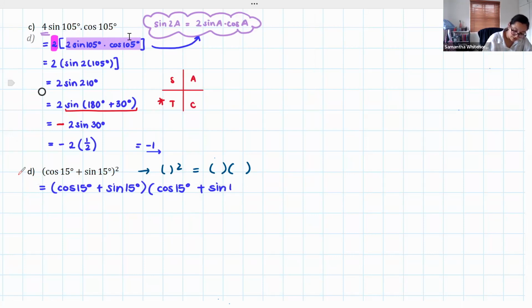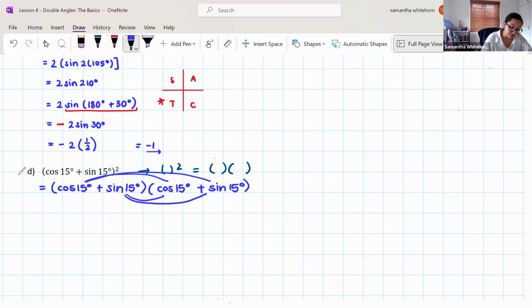Now, I don't know how many of you learned FOIL or remember FOIL, but that's essentially what we're doing here. You don't have to use FOIL. If you want to, go for it. If you don't want to, fine. What you just need to remember is that this cos 15 has to multiply to both terms in the second bracket and the sin 15 to both terms in the second bracket. As long as you remember to multiply everything in the first bracket with everything in the second bracket, you're fine.